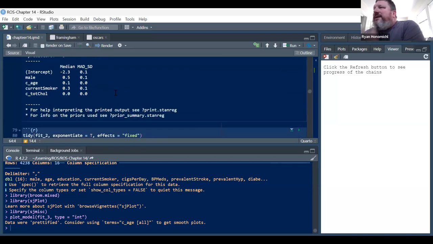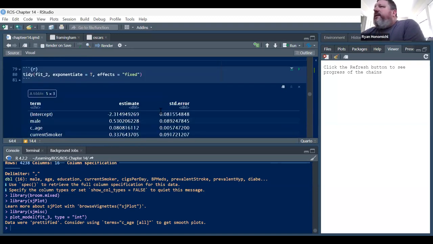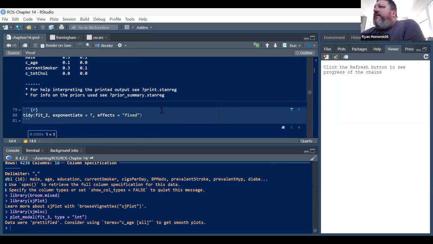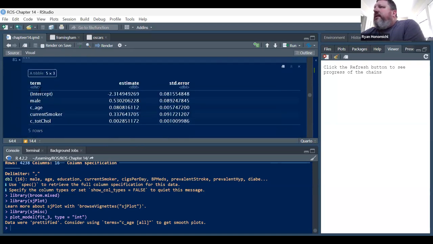It's not changing any of the other predictors. Right. And then same thing here. I don't know what I did wrong, but I did. This is now that.